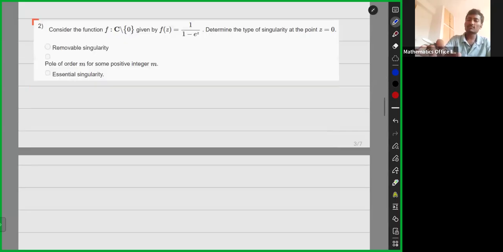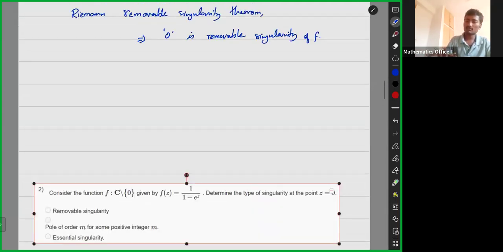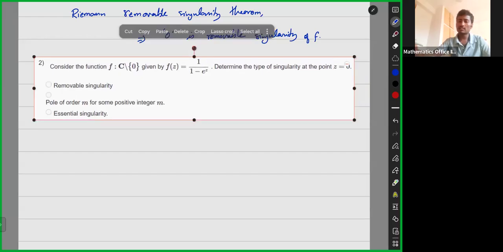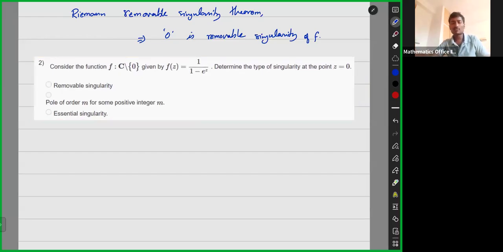So we have the second question. Here we have another function defined on C minus 0. If you see this function, where is it having a problem? This function has a problem at 0. When you put z equal to 0, e to the power 0 becomes 1, and it is 1 by 1 minus 1, which means 1 by 0, giving us infinity. So it is not well defined, of course. So it is a singularity. Which kind of singularity it is, that is what we have to check.